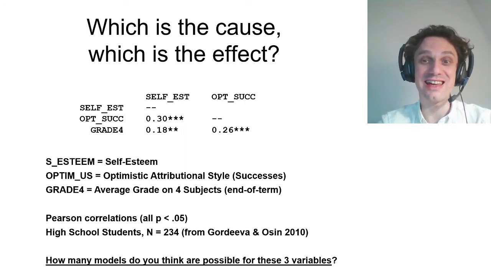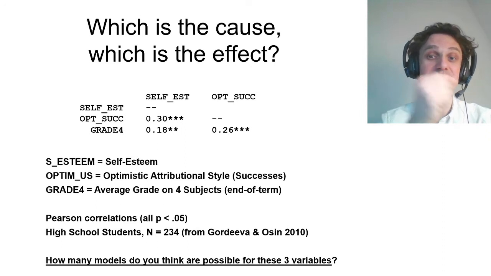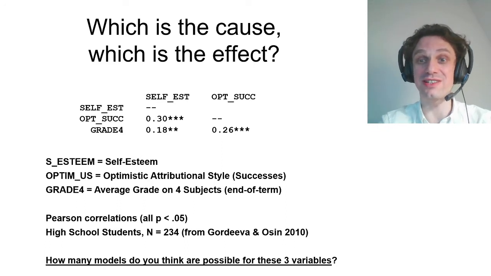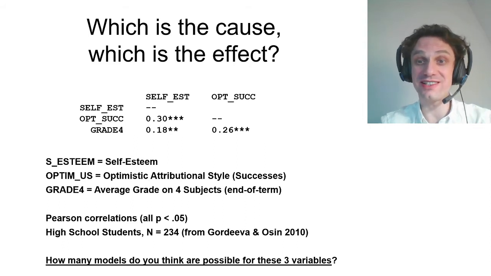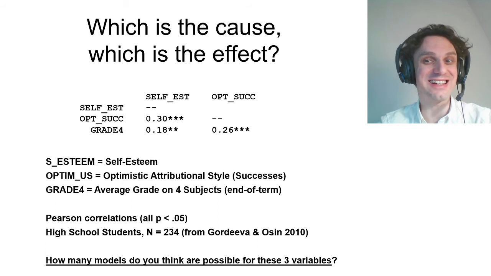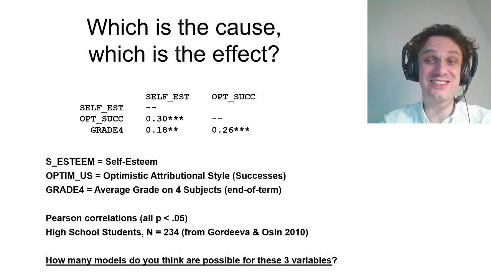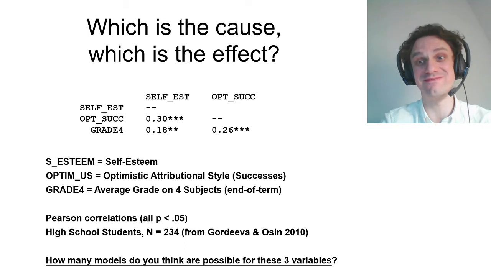For example, we can say maybe if you have a high self-esteem, then if you have obtained some kind of success, you will say, oh, it's my achievement, rather than just luck. So you are going to attribute it in a more optimistic way. Or maybe vice versa. Maybe it's self-esteem that is a result of optimistic attributions. So there are different ways to put these variables together. And just to give you a little brain exercise, how many models do you think are possible for just these 3 variables?